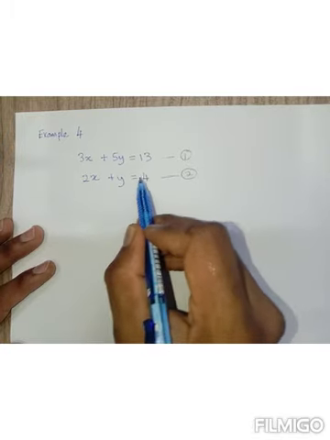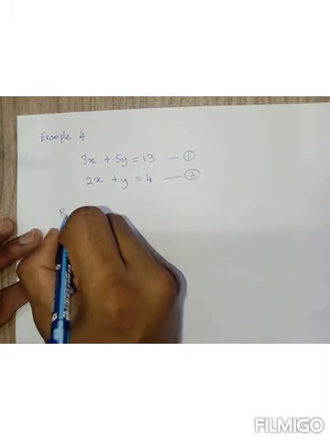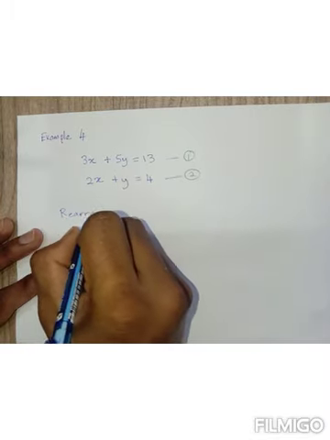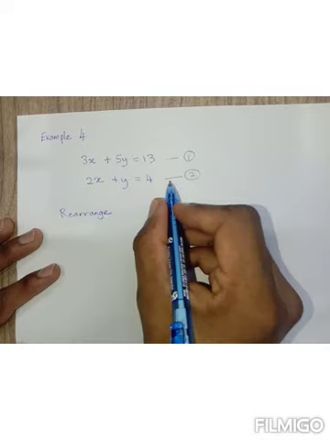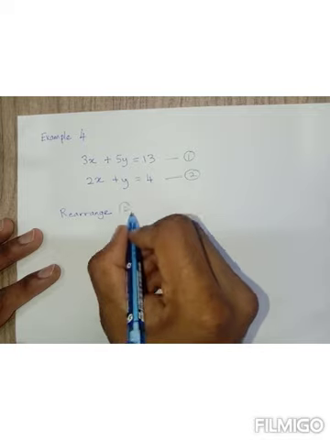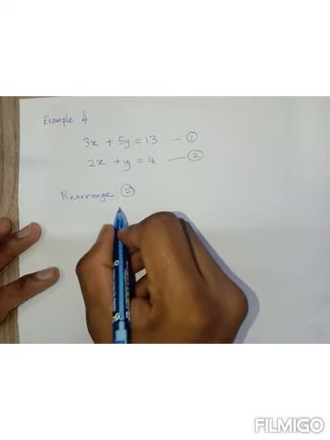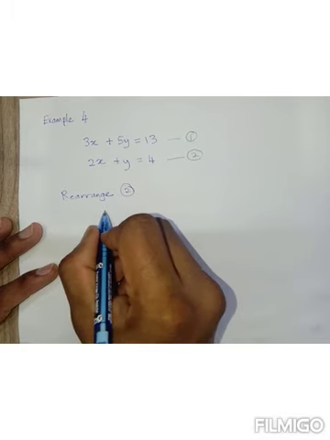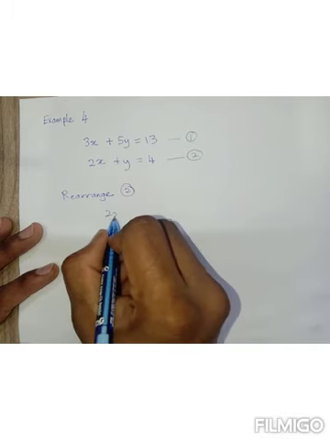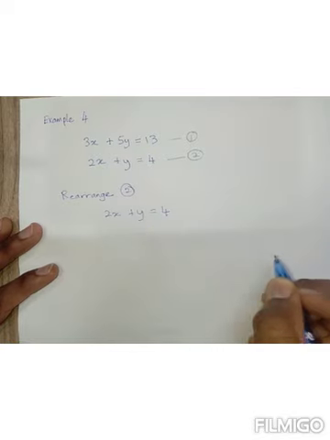2x plus y equals to 4. So nothing else you can do. You have to rearrange equation 2. How to rearrange it? Let me rewrite the question first. The equation 2x plus y equals to 4.